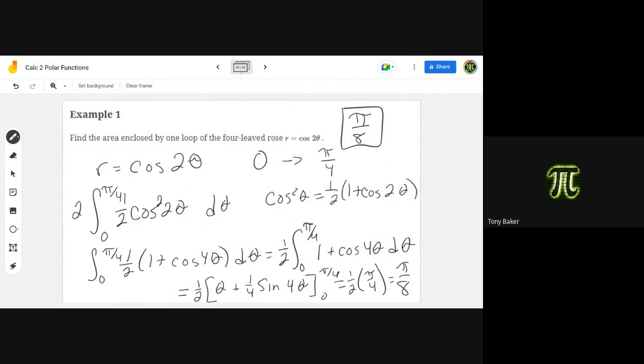And what was the other one? I'm just setting up the next problem on the Desmos. The 3 sine theta.